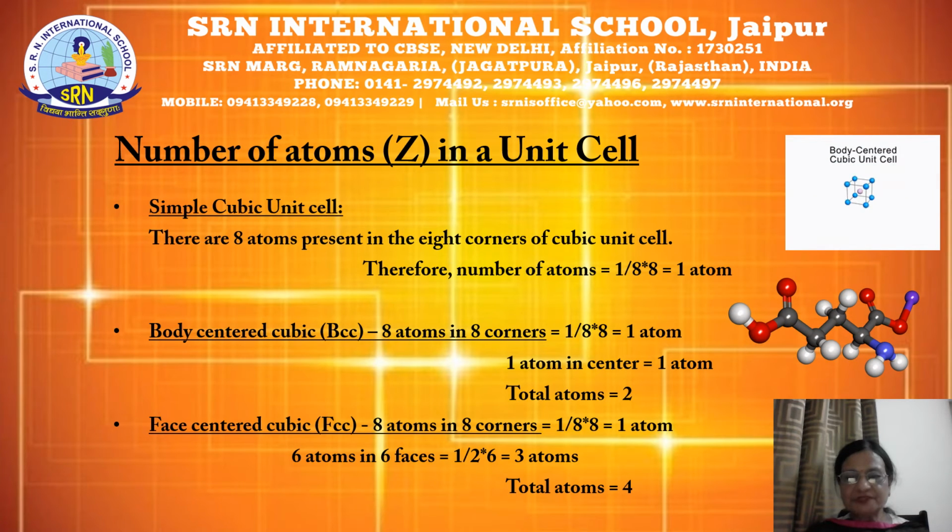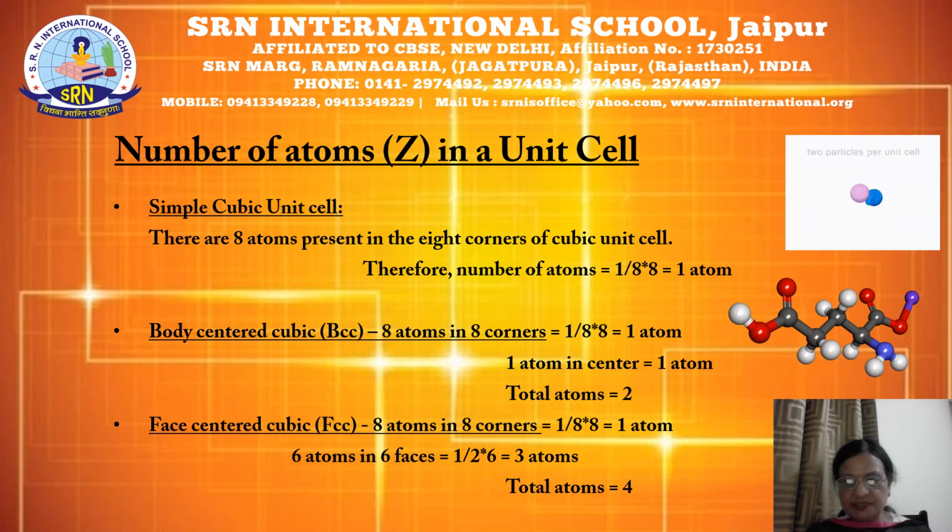Number of atoms in a unit cell. It is denoted by Z. In a simple cubic unit cell, since there are 8 atoms present in the 8 corners of a cubic unit cell, and each of the atoms contributes 1/8 of its part inside the unit cell, the total number of atoms in the simple cubic unit cell will come out to be 1.